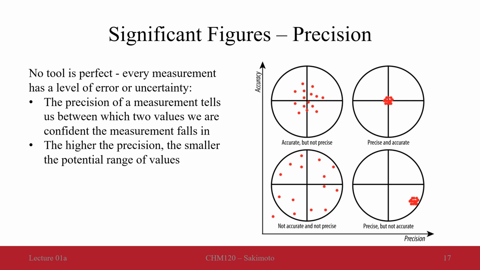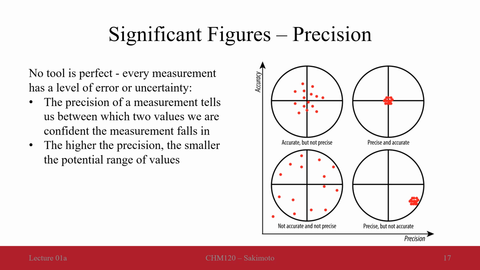Compare that to the one on the bottom right. We see at the bottom right that all the shots are clustered very tightly together. The shots on the bottom right are very precise, all very close to each other, but not very accurate. They're all clustered not at the center, far off the center of this target. We're very careful in chemistry talking about precision versus accuracy.